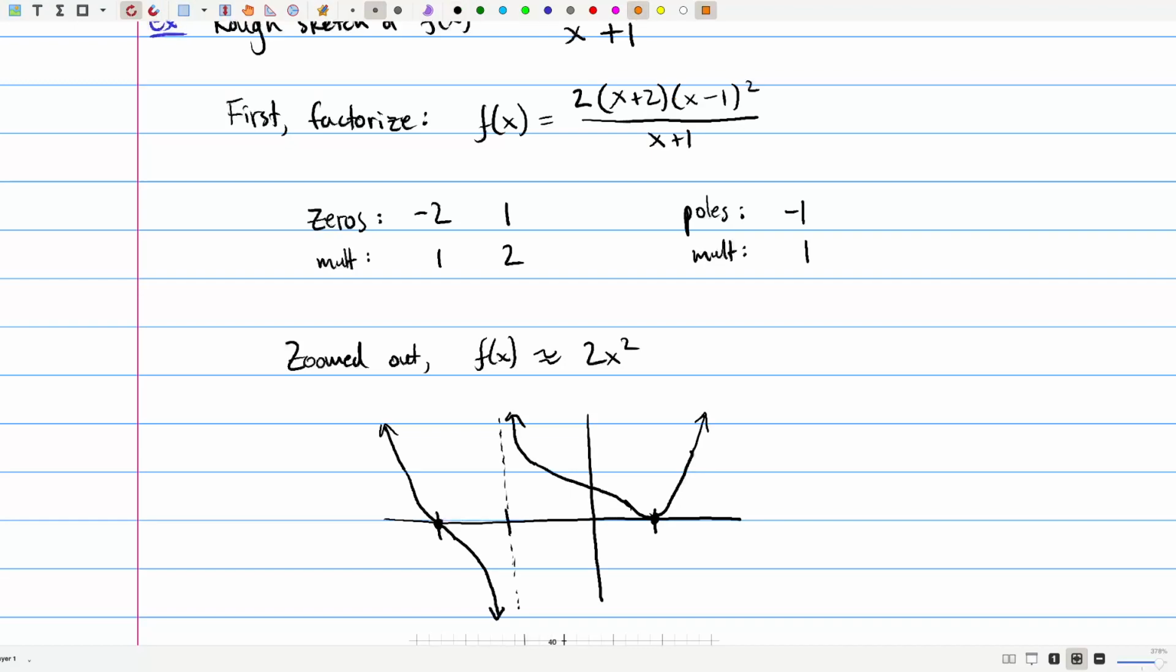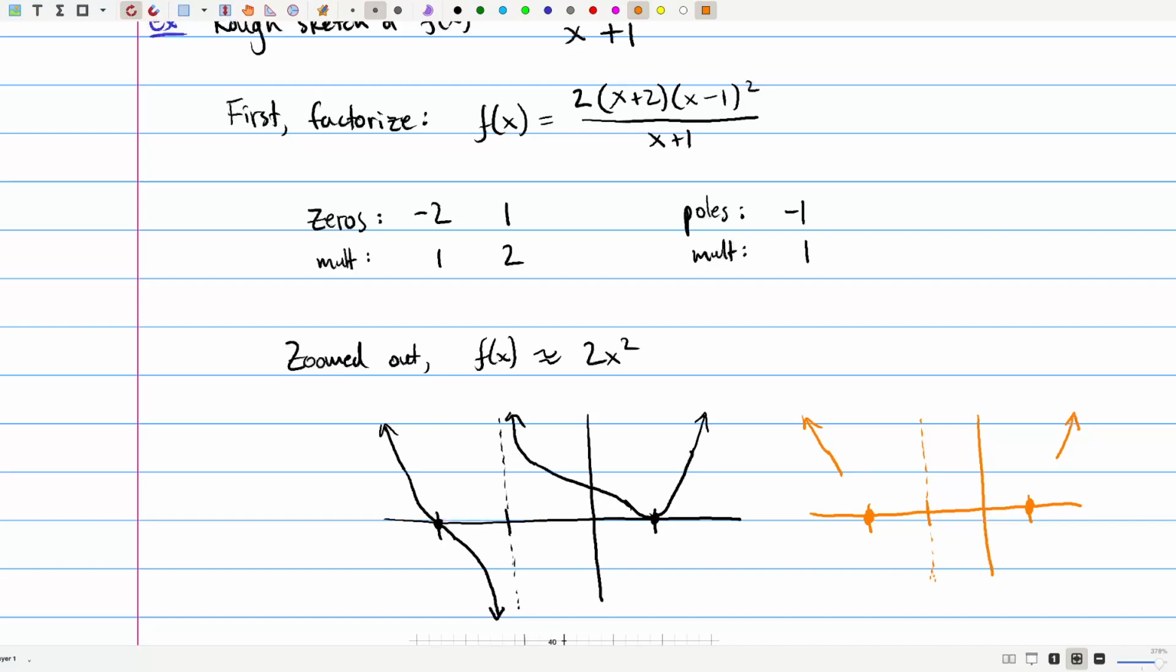Let's reproduce this picture from scratch. So the way this works is that we've got minus 2, 1, and minus 1. So we're going to want some space for each of these: minus 2, minus 1, and 1. We've got a zero at minus 2. We've got a zero at 1. We've got a pole at minus 1, so a vertical asymptote. We know the zoomed out picture, which is that it looks like x squared, so we know it's going to go out like this.